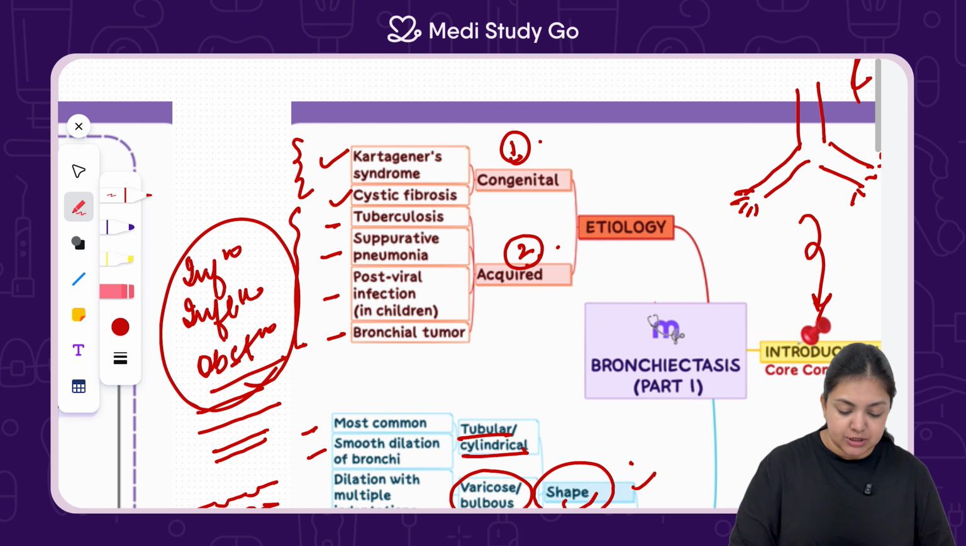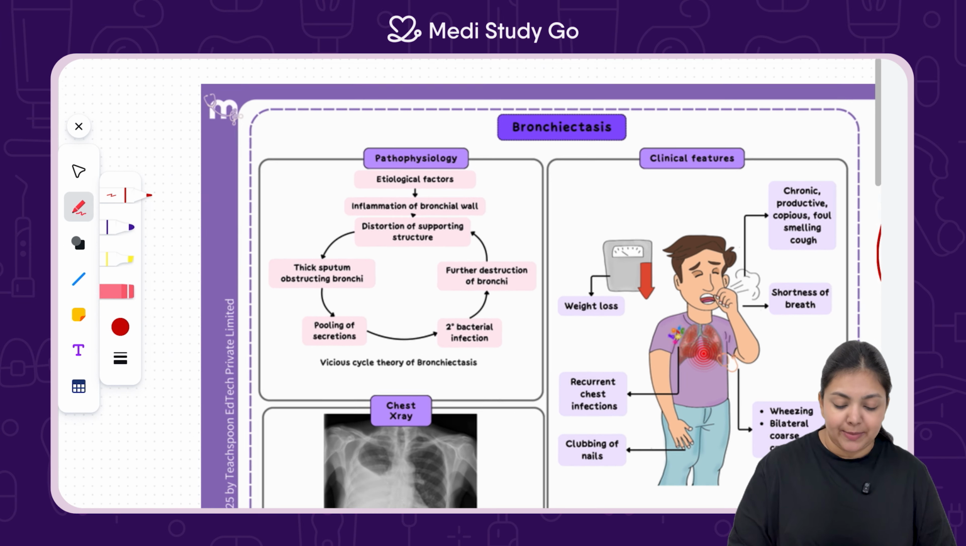After we know the etiology, we need to know how the disease is progressing. What is the pathophysiology?